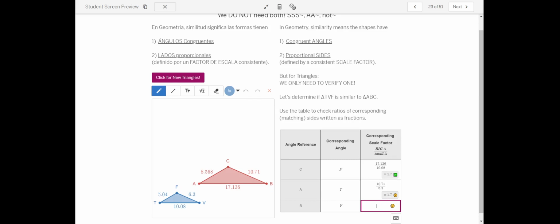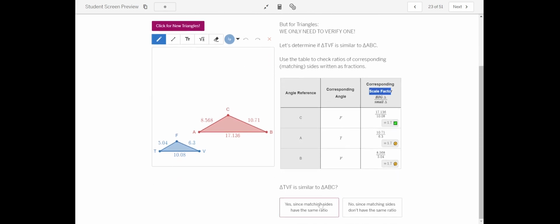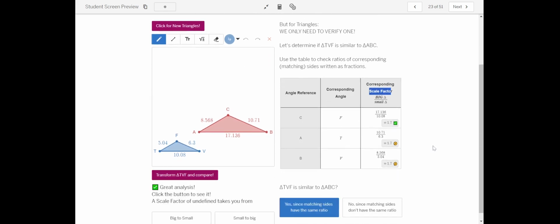And then B and V. B is across from 8.568, while V is across from 5.04. Okay, so notice all three of these are the same number. They are congruent. That means their scale factors are consistent. Okay, and that lets us know that these are indeed going to have the same angles.